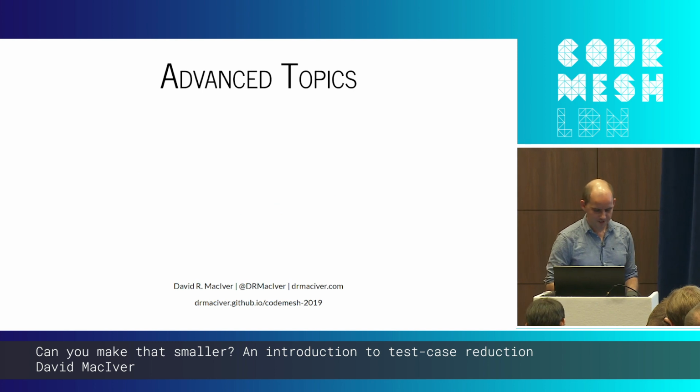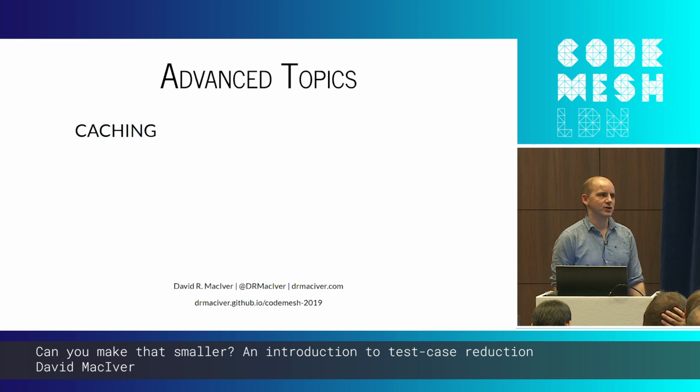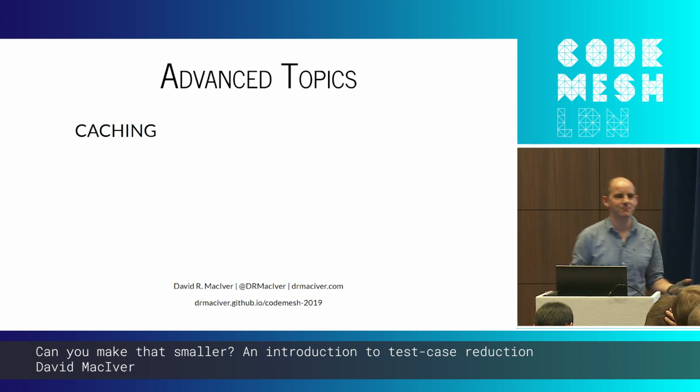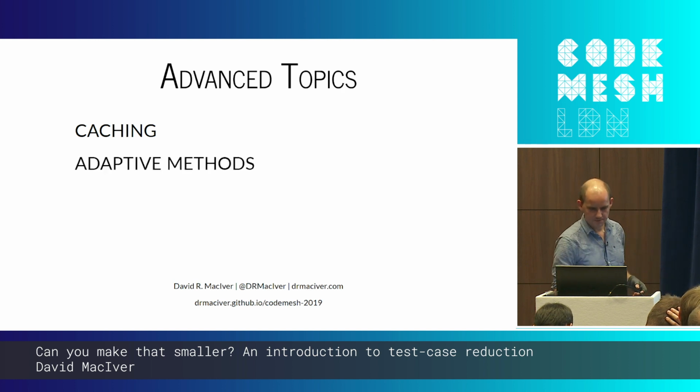There are more advanced topics for my apparent tutorial next year. Caching is actually pretty simple in test case reducers, but it's one of the hard problems, so I had to put it in the advanced topics. Essentially, a test case reducer will often try the same thing over and over again, and so if you can cache the test function, it's much better.